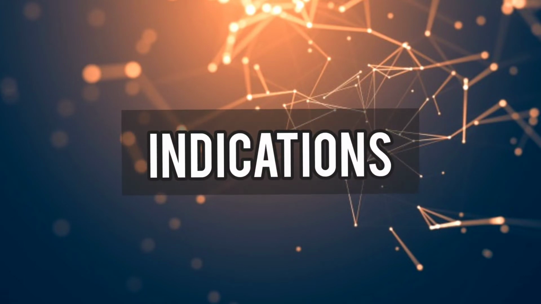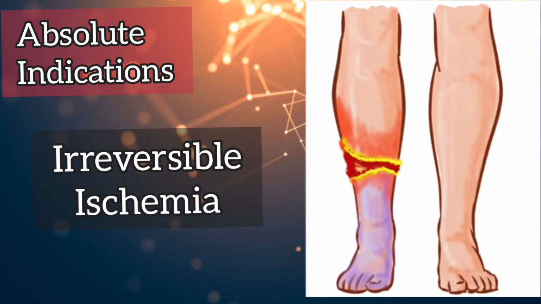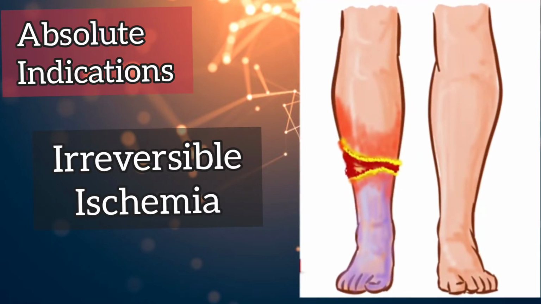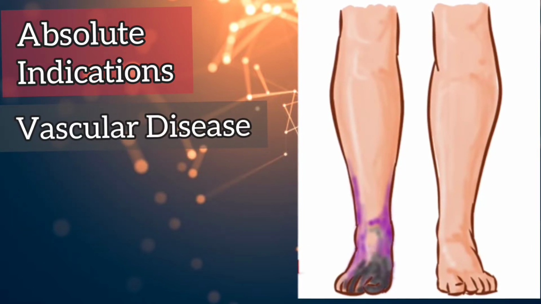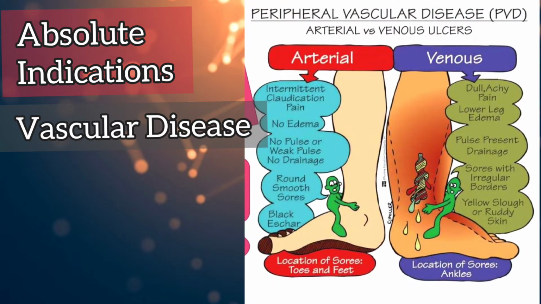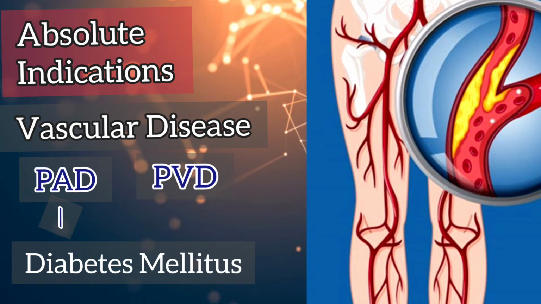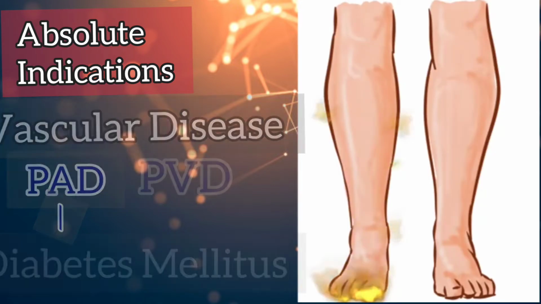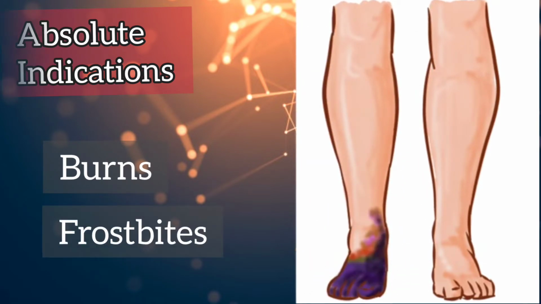Amputations may be indicated due to the following. These are the absolute indications: irreversible ischemia in a diseased or traumatized limb in which there is already a dead or dying tissue; vascular disease, which is the most common reason for a lower extremity amputation; peripheral vascular disease. Peripheral arterial disease is a complication of diabetes that happens when blood vessels in the legs become blocked or narrowed due to fat deposits. The result is reduced blood flow to the feet and legs. Burns due to thermal or electrical injuries, and frostbites.